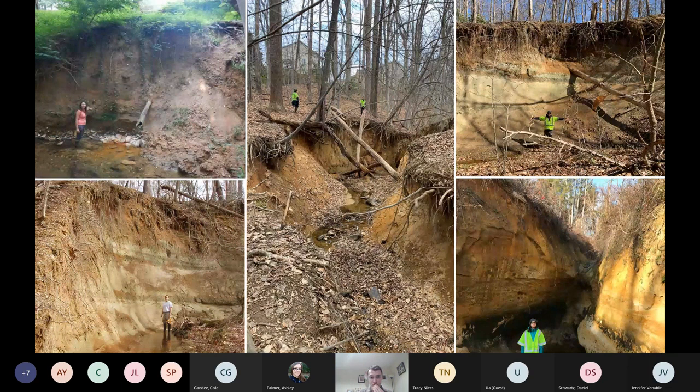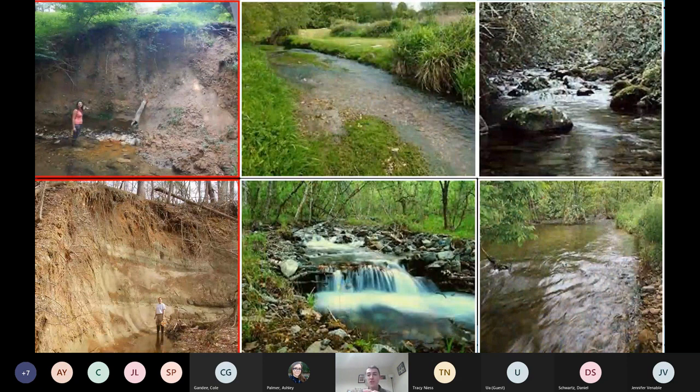And just for a side-by-side comparison, these are what these streams, or similar size streams, really should look like, where the bank and the bottom of the stream are very shallow, not a very big drop, whereas the ones that we have typically have a lot of erosion and channelization of the stream itself.